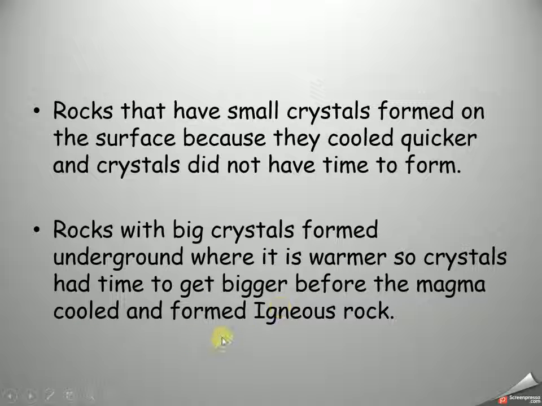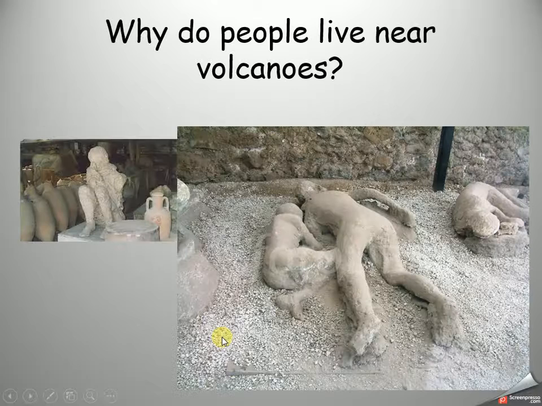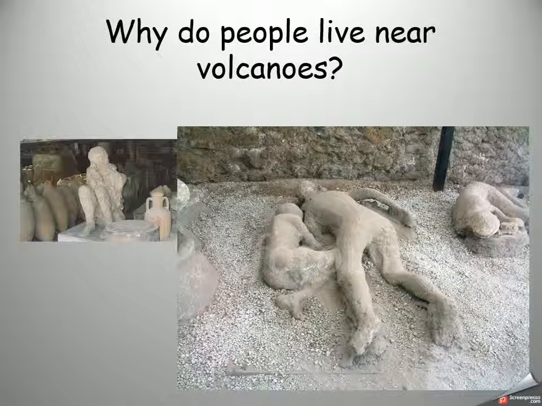Now, why do people live near volcanoes? This has happened right near Mount Vesuvius, and these people are encased in ash. So the volcanic ash came so quickly that these people were literally frozen in their tracks. It's not ice, but they were encased in this really hot ash. And this poor person was praying for his life, and it obviously didn't work for him.